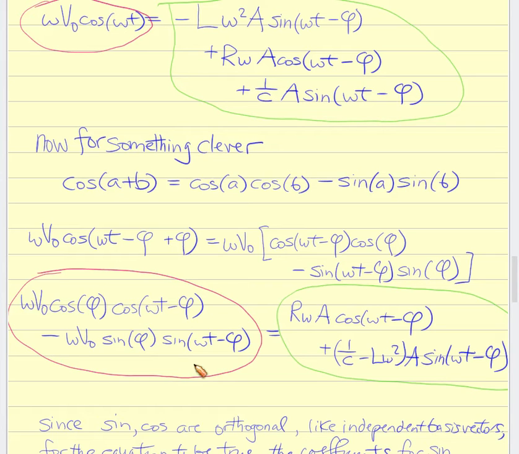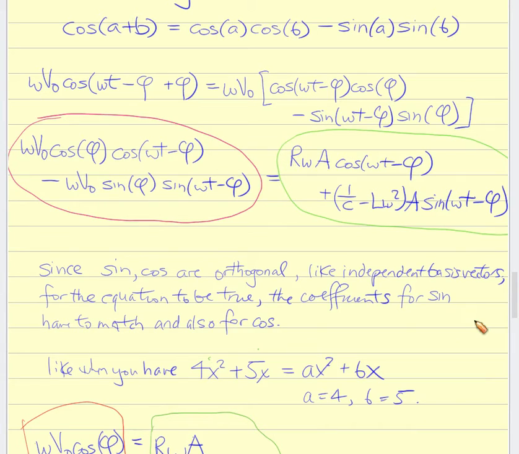And why did we go from something that looks simple to something that looks complicated? Because it more matches what we have on the right hand side. And our right hand side has terms that are coefficients times sine omega t minus phi plus another coefficient times cosine omega t minus phi. So these sines and cosines now match on both sides of the equation. This allows us to compare the coefficient values.